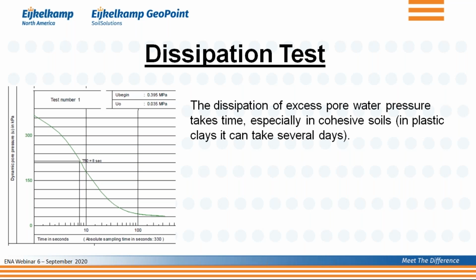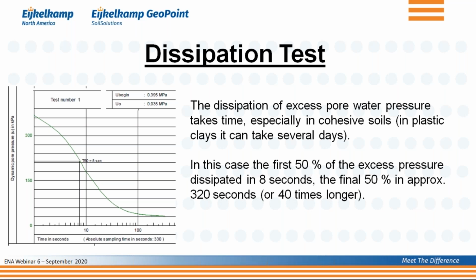Now, in this case, where we did this test, it was not that bad. We reached the equilibrium pressure after about 330 seconds, a little over 5 minutes. But what you can also see is that the first 50%, because this T50 basically means when 50% of the excess pressure has dissipated, was dissipated in about 8 seconds. The final 50% took about 320 seconds, or 40 times longer.